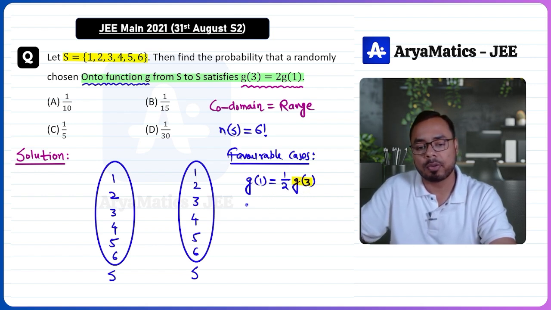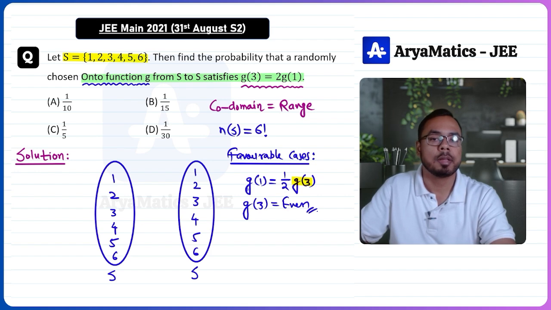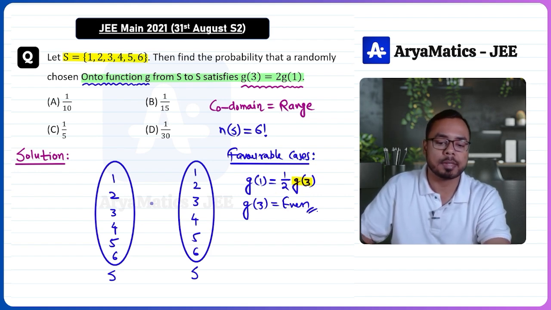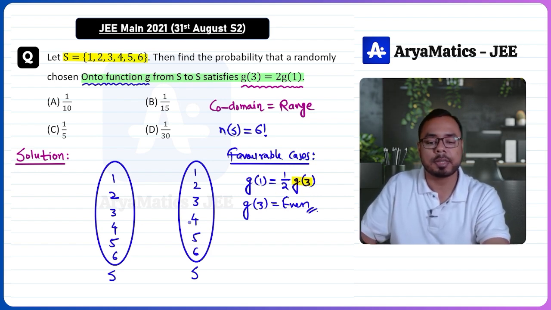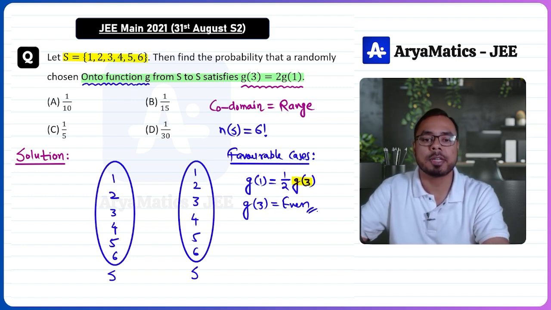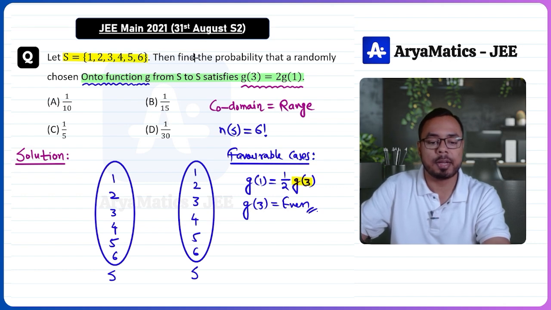So from there we can conclude that z of 3 must be an even number, because if z of 3 is an odd number, then z of 1 will become a fraction and we do not have fractional numbers here. So for z of 3, we can take only those values which are integers, which are even integers.